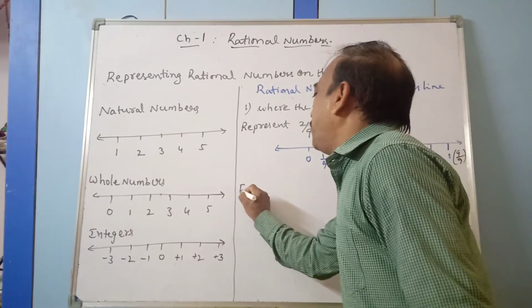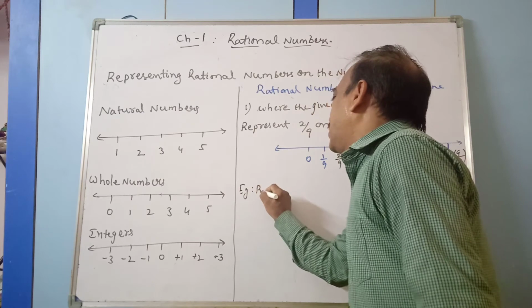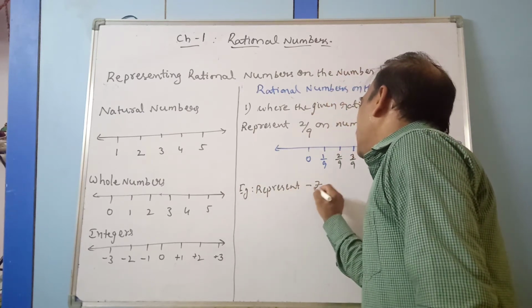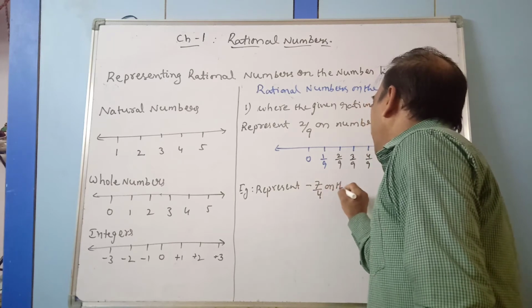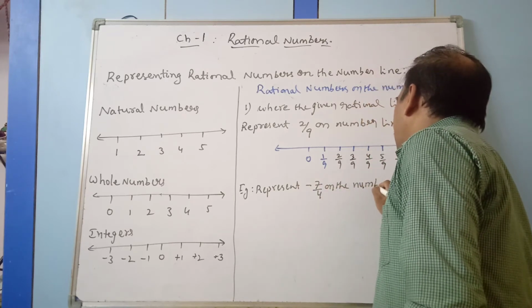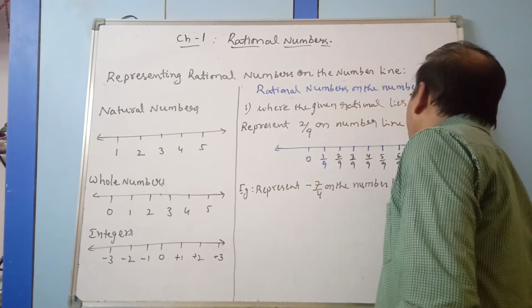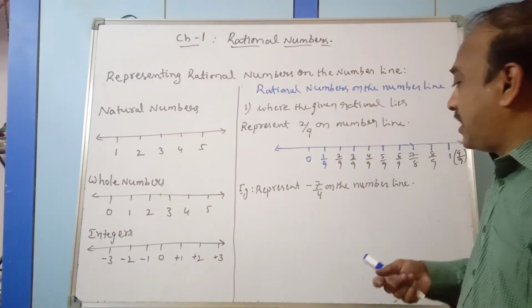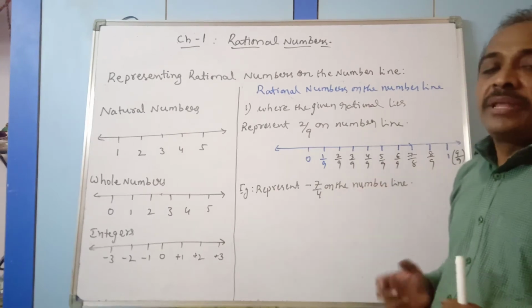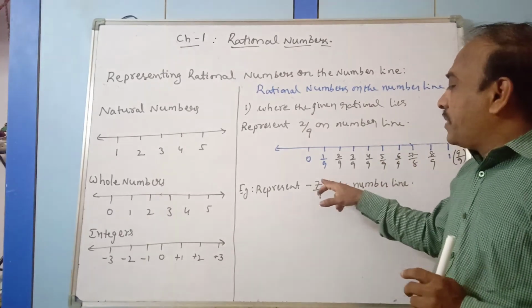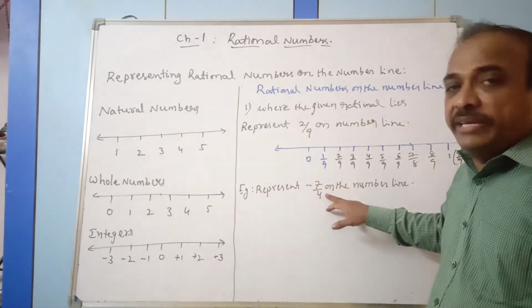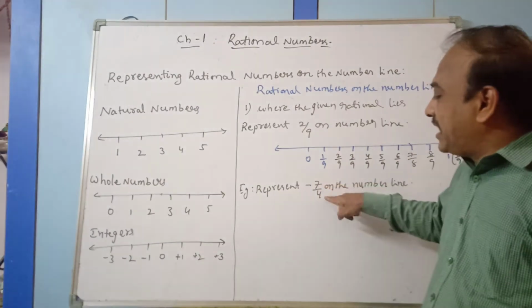Second example, you see. Represent minus 7 by 4 on the number line. So whenever you get a rational number like this, forget about the sign and it is an improper rational. Numerator is greater than the denominator.